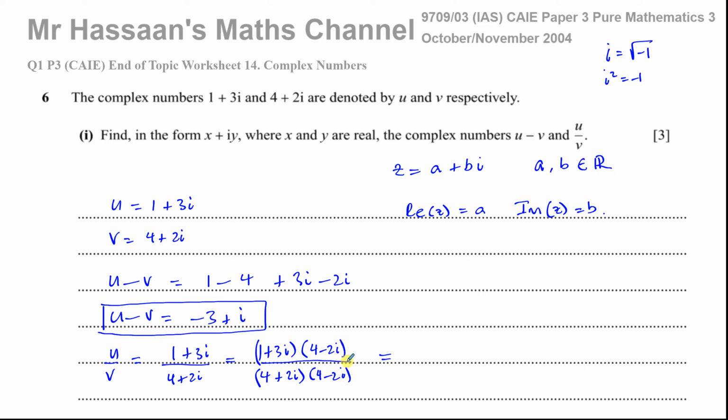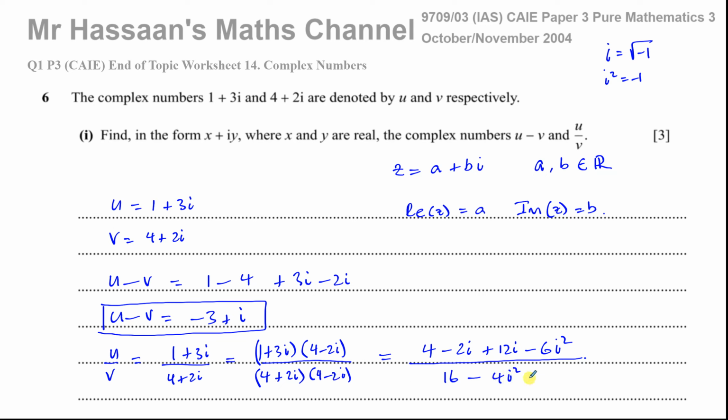So if I deal with the numerator, I have 1 times 4, which is 4. And 1 times minus 2i, which is negative 2i. And 3i times 4, which is plus 12i. And 3i times minus 2i, that's going to be negative 6i squared. And the denominator, basically you're going to have 4 times 4, which is 16. And 2i times minus 2i is going to be minus 4i squared.